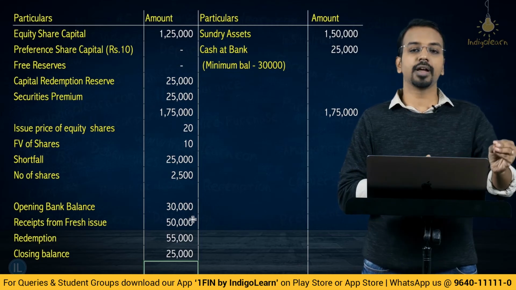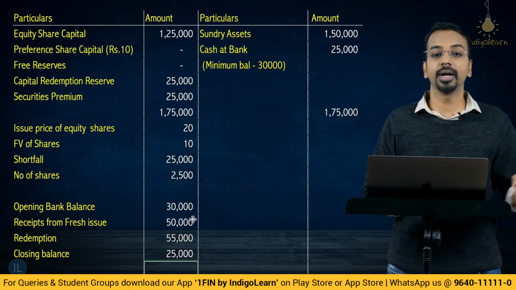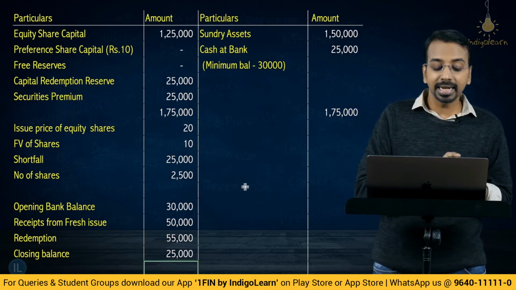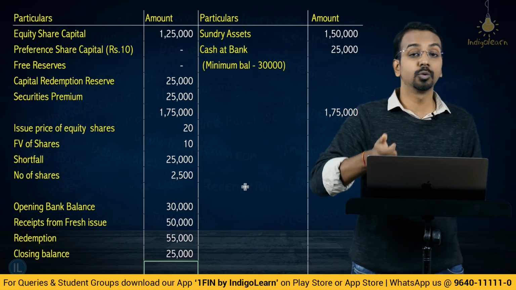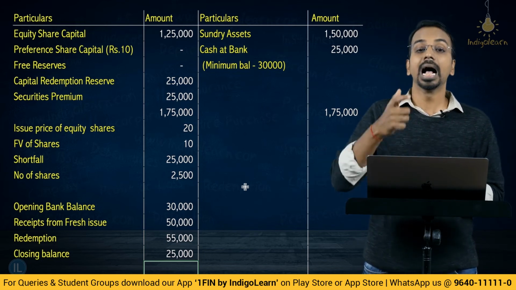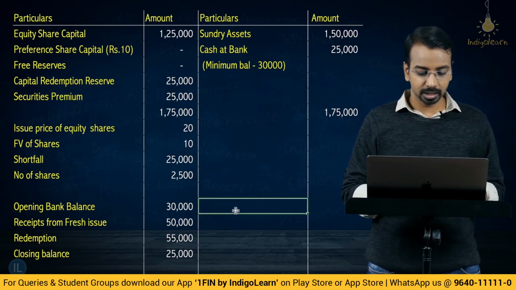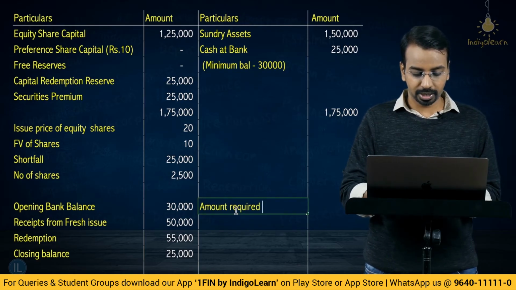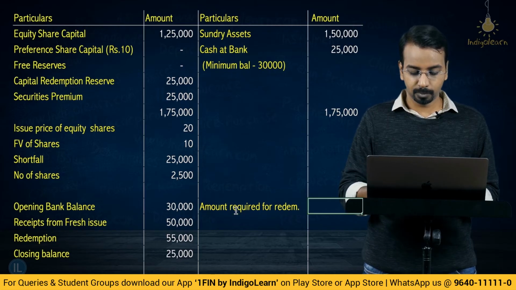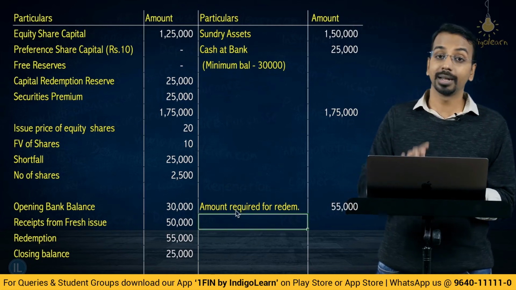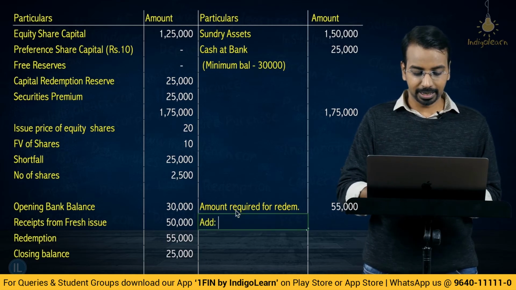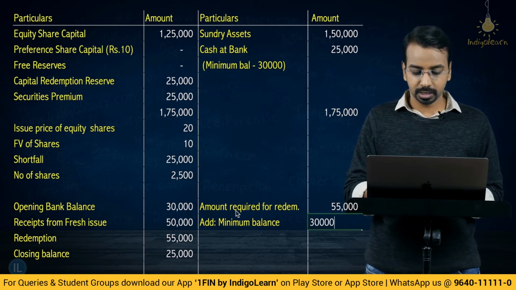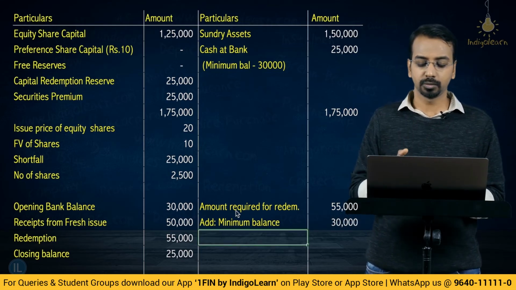So, by issuing 2,500 shares, though you will meet the CRR requirement, you will not be able to meet the bank balance requirement. So, we need to also check, to meet that bank balance requirement, how many shares do we need to issue? Now, for that, you have to do a separate type of calculation, that is amount required for redemption is 55,000. Add minimum balance that you need to keep with you is 30,000.